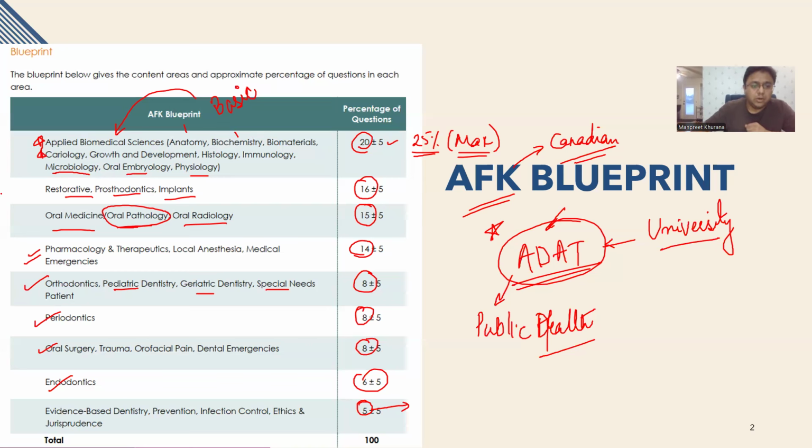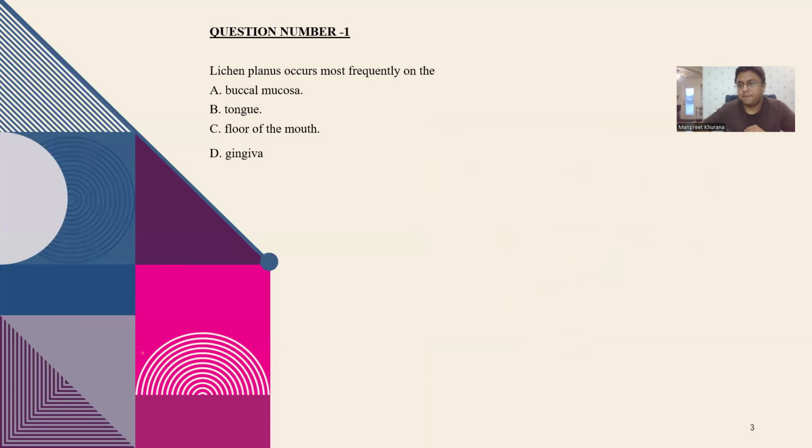But all in all, the core concepts are the same. They'll be taking care of all these things, and the core is the same. So if you do AFK, you are also preparing yourself for ADAT. Okay, let me just go to the next slide. Now let's go to the questions.